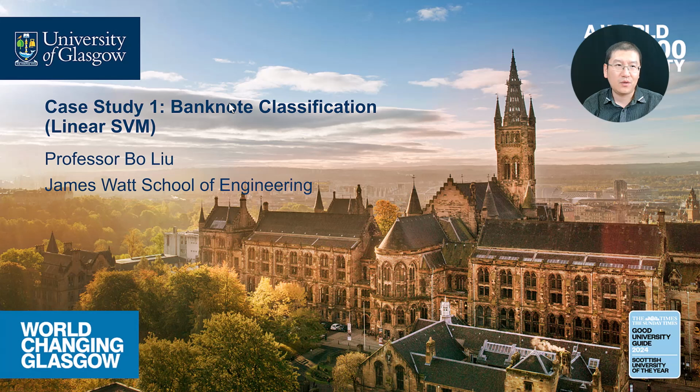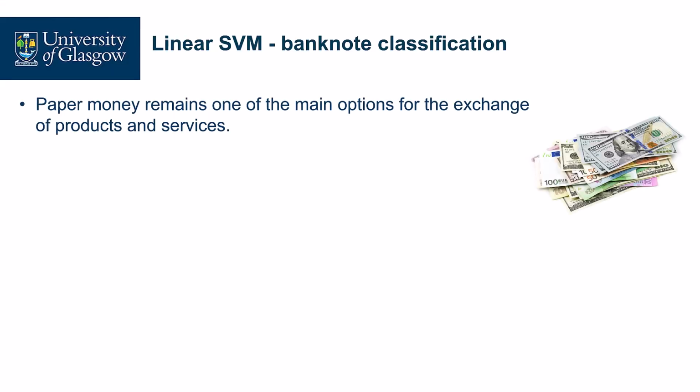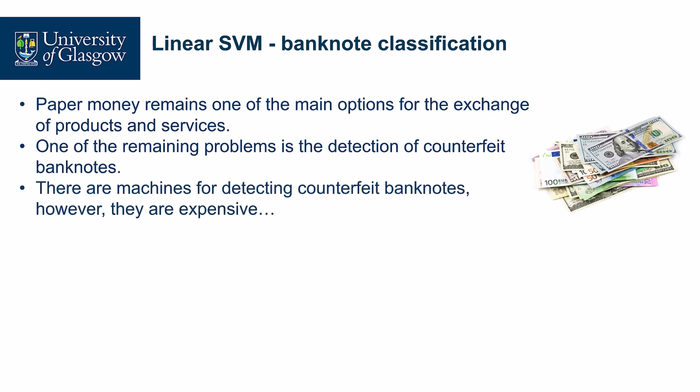So in this session, we will have a case study: banknote classification using the linear SVM. As we all know, paper-based money is still one of the main options in the market. When using paper-based money, one problem is to detect if the banknote is genuine or forged, right? Clearly there are machines to detect counterfeit banknotes, but they are expensive. So now people are thinking of using some image-based method to make it cheaper and easier.